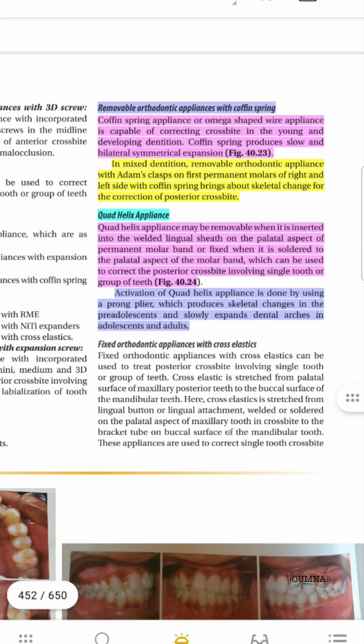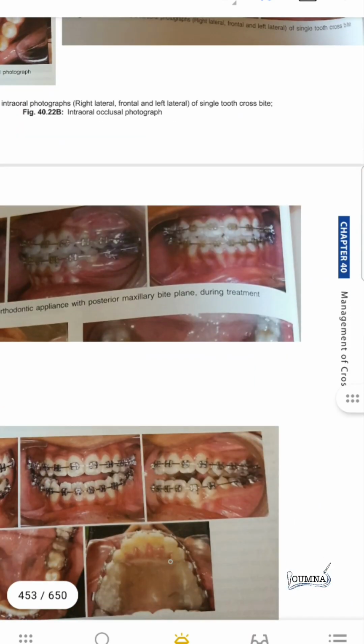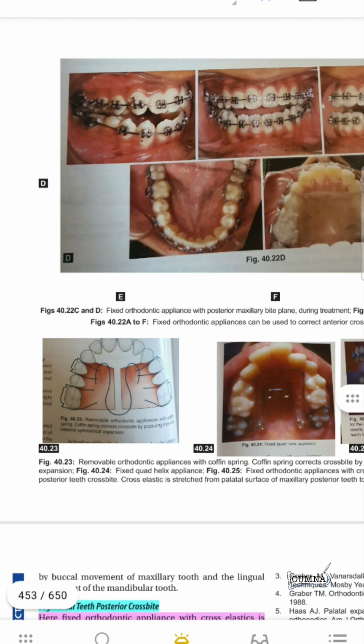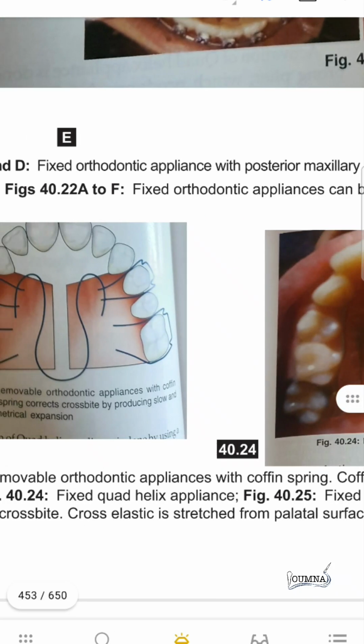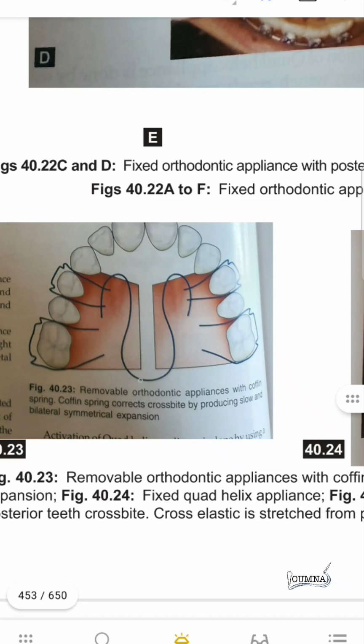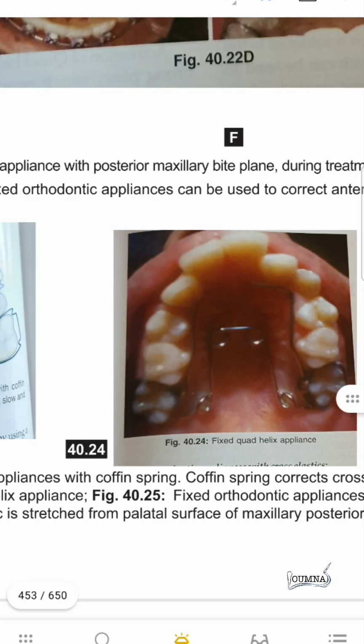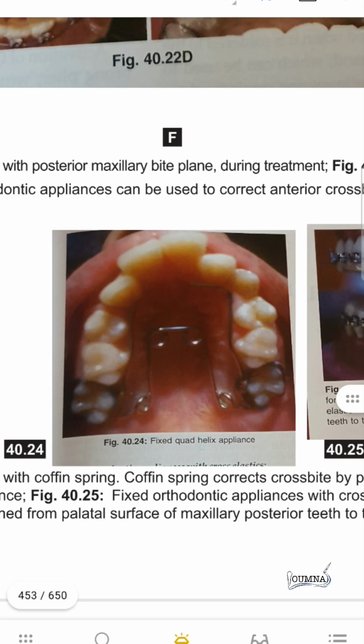We can treat the crossbite using expansion appliances like this one that is called the coffin spring appliance, where we have an omega spring, an omega shaped wire at the middle of the two acrylic bases. When it is activated from here, a slow expansion occurs that is bilateral and symmetrical.